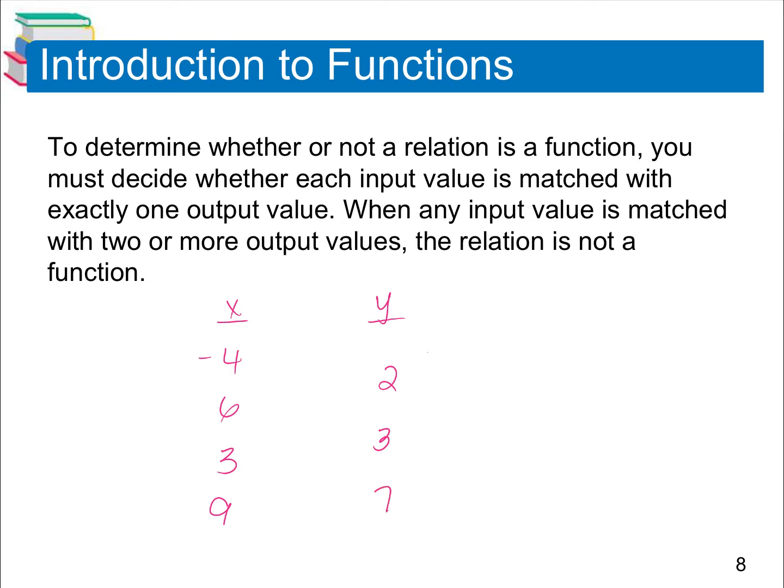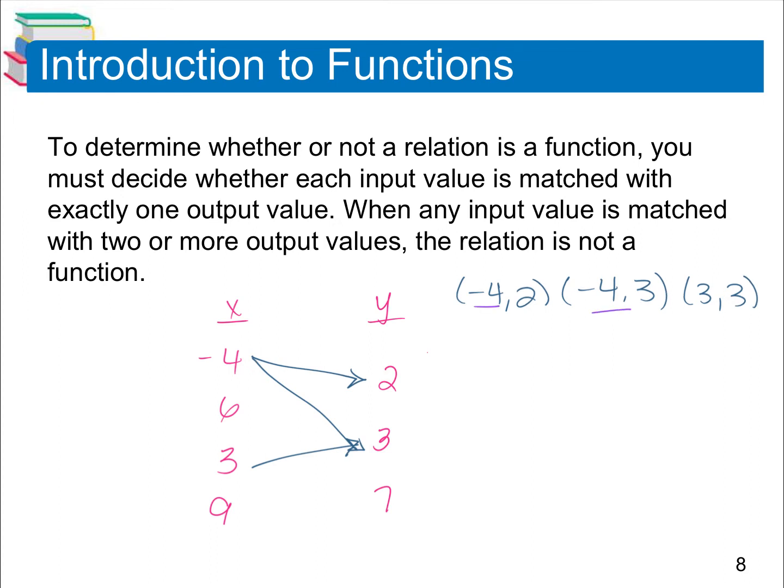If you are told that your -4 has y values that go with it that are 2 and 3, this is not a function because you have more than one y value for that x value. Your x value repeats itself. That means you have ordered pairs of -4, 2, as well as -4, 3. You can have one that is 3 to 3, so that's 3, 3. So your y values can repeat, but because your x values repeat, it is not a function.